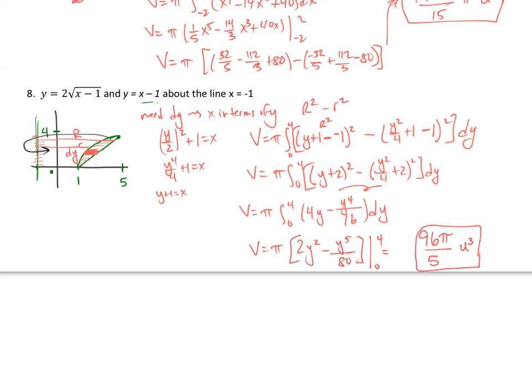So hopefully this video has helped you set up these problems for volume and area and do the integrations and rotations and understand how it changes when we're not rotating about an axis. So hopefully this helped you.